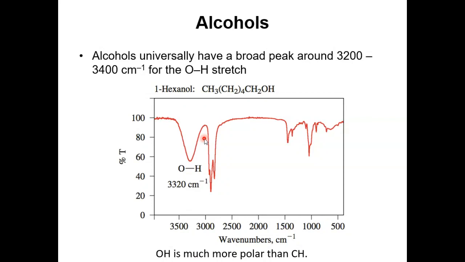So this OH group can also participate in hydrogen bonding. When they participate in hydrogen bonding, the peak broadens because you have different kinds of OH groups. Some of them may participate in hydrogen bonding better than the others. That's why it becomes broader.